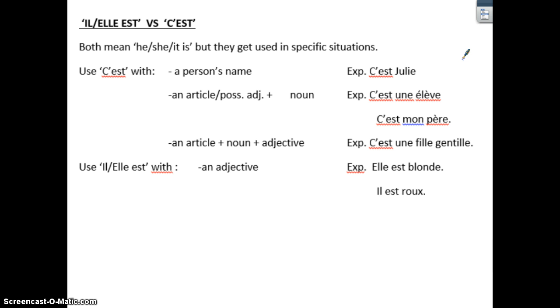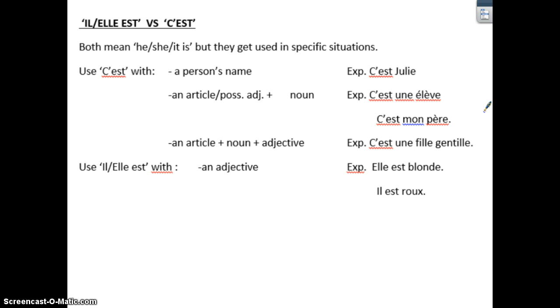If it's followed by an article or a possessive adjective and a noun, so articles are un, une, des, le, la, les. Possessive adjectives are all of those mon, ma, mes, ton, ta, tes things we're studying right now. And then, of course, a noun is a person, place, or thing. Then you use c'est, such as c'est une élève. It's a student. So you've got the article here with a, and then the noun or the thing with student. Or c'est mon père. It's my dad. Again, you've got the word mon, that's your possessive adjective, and your person, place, or thing, your dad there in the noun.